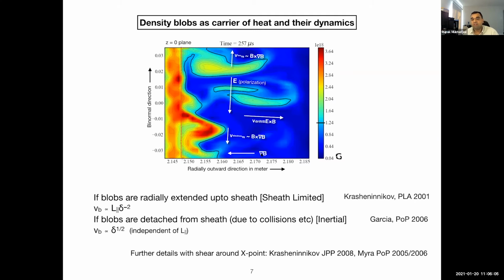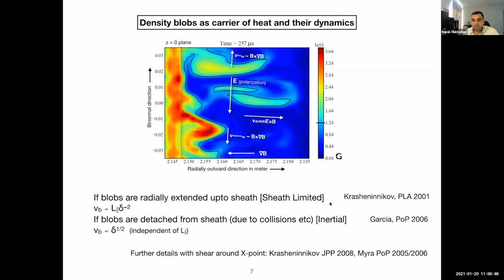Basically, we have a gradient of magnetic field in this radial inward direction. And so we have a polarization electric field because of this gradient of magnetic field, and that causes an E cross B drift in this direction. Because of that, the blobs come out in the radially outward direction, and they fill the whole scrape-off layer region.